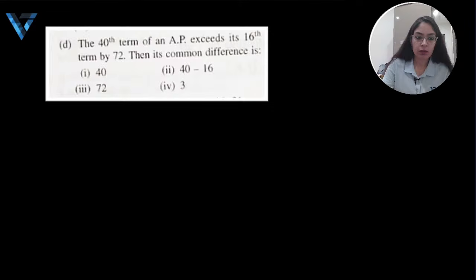Okay, let's do the next question. MCQ. The 40th term of an AP exceeds its 16th term by 72, then find its common difference. So here again, exactly the same type of question we did yesterday. So tell me what will be the equation of this one.